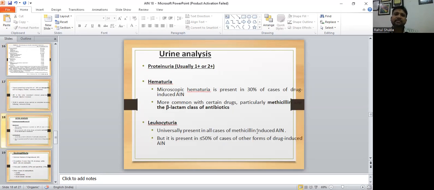Among urine analysis findings, as we already discussed, proteinuria is less common; only 1 to 2 plus proteinuria can be seen. Microscopic hematuria is more common, seen in 30% of cases of drug-induced AIN, and more common with certain other antibiotic groups like methicillin-mediated AIN. Gross hematuria is commonly seen with NSAIDs. Leukocyturia is universally present in all cases of methicillin-induced AIN, and is present in less than 50% of cases with other forms of drug-induced AIN.